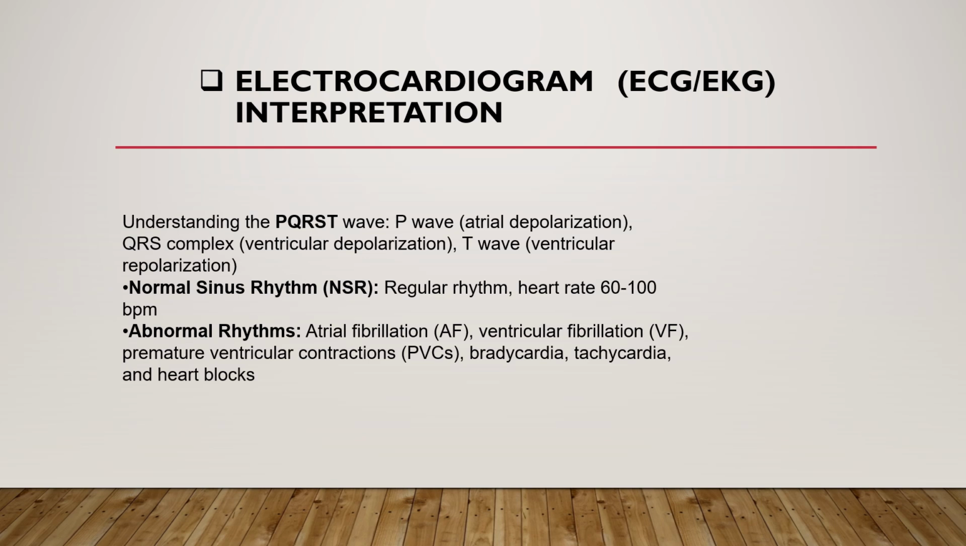Normal sinus rhythm is a regular rhythm. The heart rate is normally 60 to 100 beats per minute. Abnormal rhythms are atrial fibrillation, ventricular fibrillation, premature ventricular contractions, bradycardia, tachycardia, and heart blocks.